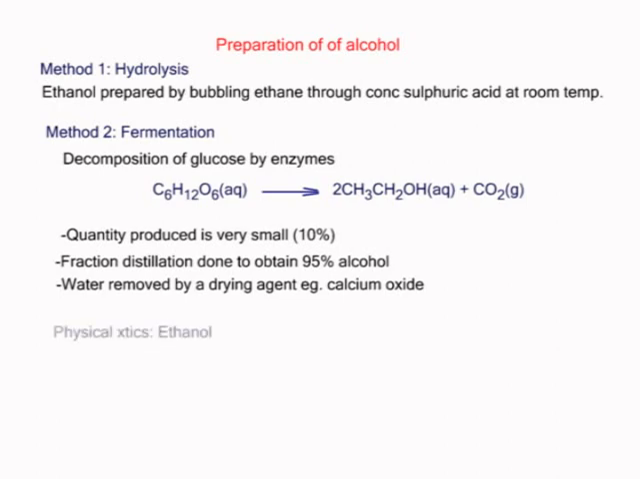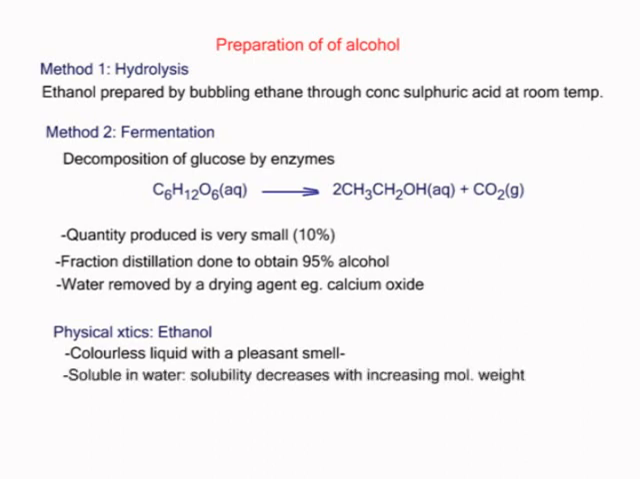So let's look at physical properties of ethanol. And ethanol is a colorless liquid which has a pleasant smell. The lower members in this series are liquids at room temperature. For example, methanol, ethanol, propanol, all of them are liquids at room temperature. Alkanols are soluble in water, but their solubility decreases gradually as the molecular mass increases. For example, methanol is more soluble than hexanol.